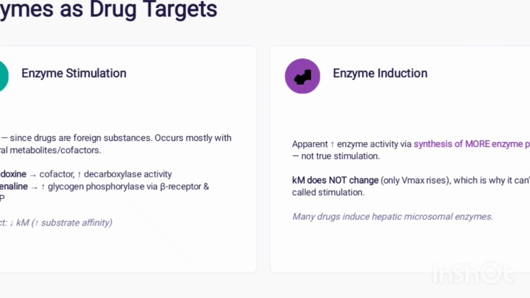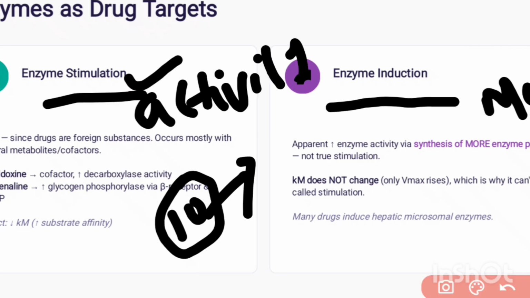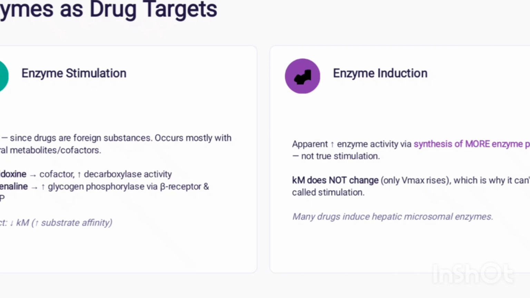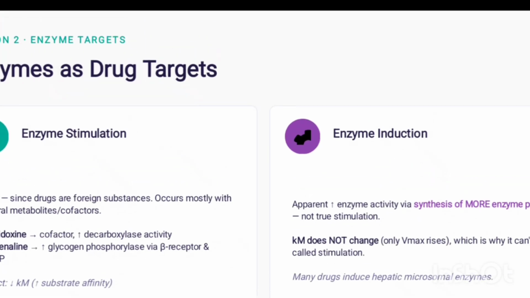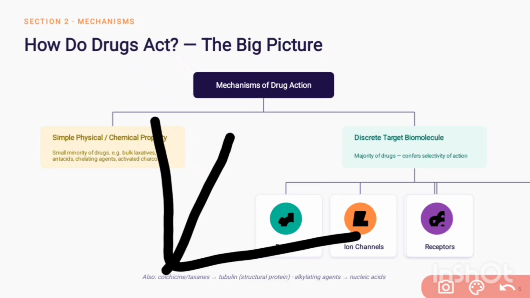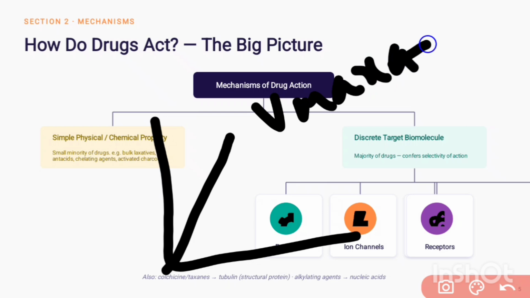If you give other drugs, they can stimulate the receptors, and the receptors will indirectly stimulate the various enzymes. In this way enzyme stimulation takes place. But in enzyme stimulation, what happens to Km? In order to know enzymatic activity we can take two terms, Vmax and Km.